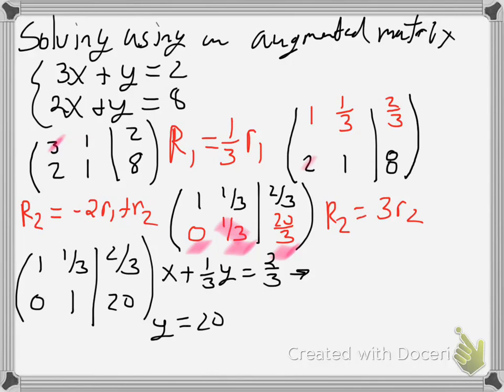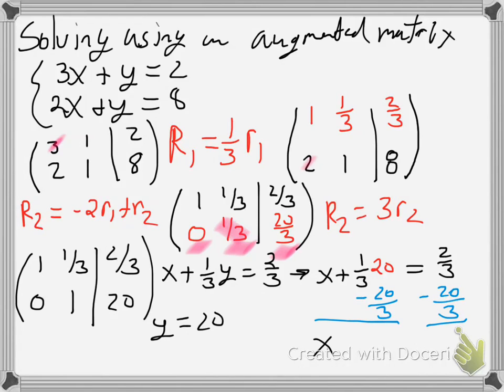And we're going to go ahead and substitute 20 in for the y. So x plus 1/3 of 20 equals 2/3. Okay, and I was going to go for yellow here, but it didn't look real good. So we're going to subtract 20/3, but I think we're going to do it in blue instead. So minus 20/3, minus 20/3.